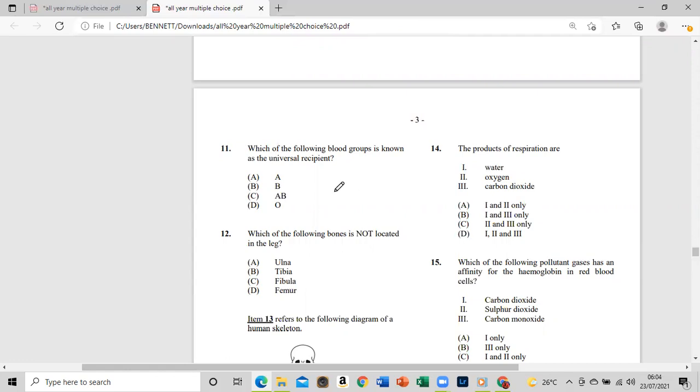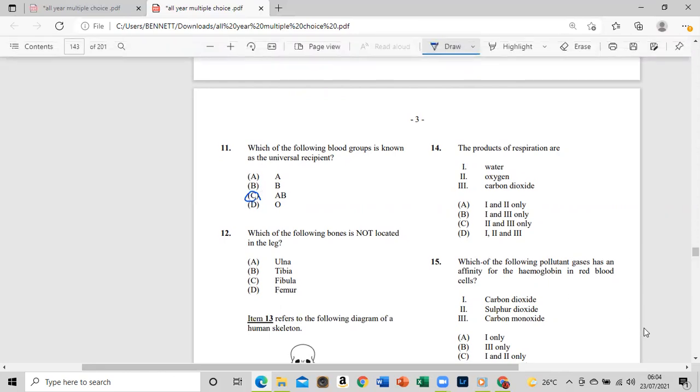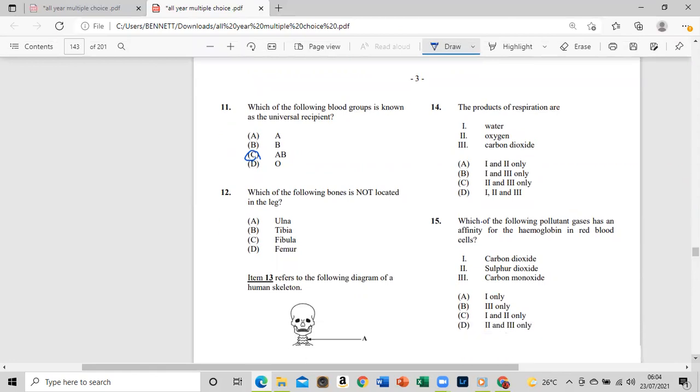Which of the following blood groups is known as a universal recipient? Is it A, B, AB, or O? And that one is AB. You should know this one from your notes, guys. We're not gonna spend a lot of time on it, all right? Some of these are very basic.